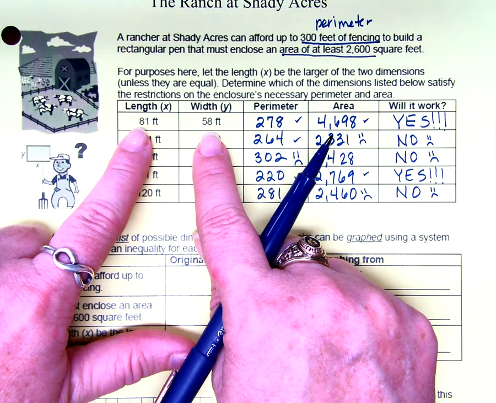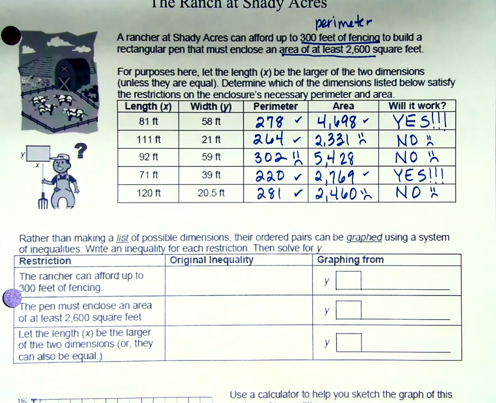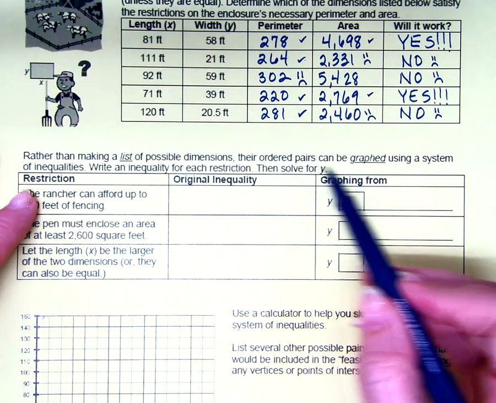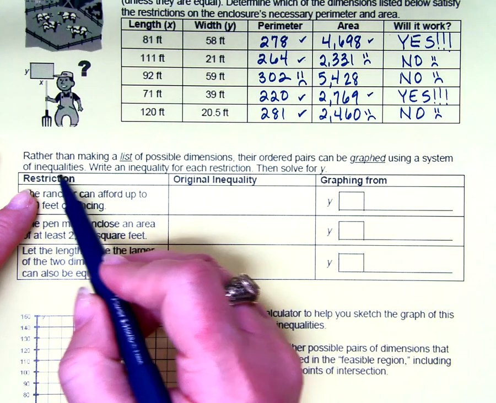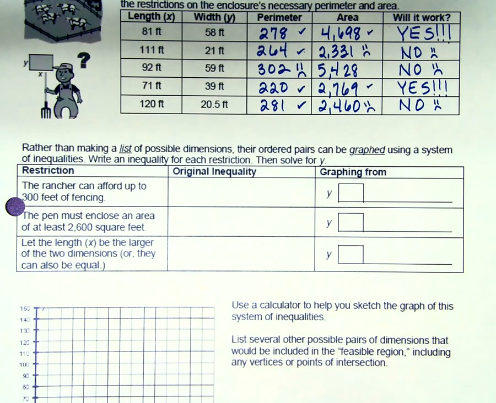And that's just with one decimal place, right? This one can be all the decimal places too, right? So is it possible for us to list all the dimensions? No, no. That's why we have an inequality, right? So instead of listing all the possible dimensions, we can graph them using a system of inequalities. So we need to write those inequalities, all right?